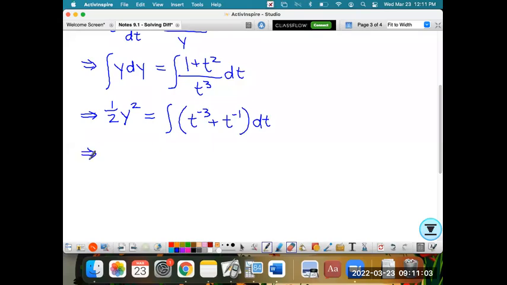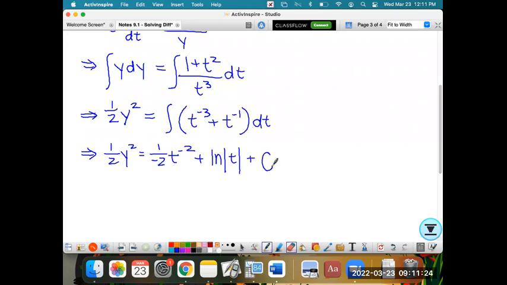And now we are good to integrate here. All right, add 1 to the power, divide by that power. Antiderivative of t to the negative 1 is ln absolute value of t. Keep it general.